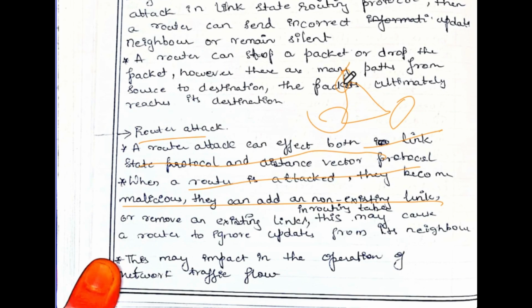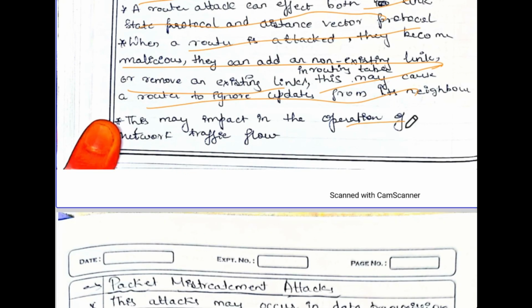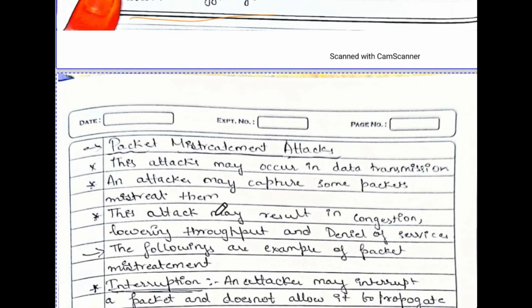So in the router attack, what happens? When a router attack has happened, the router can get imaginary links to non-existing routers, which can add a non-existing link or remove an existing link. In this way, a router can ignore updates from its neighbor routers. So when this happens to this router, it can ignore the messages coming from this router and this router. When this happens, the operation of network flow is affected.